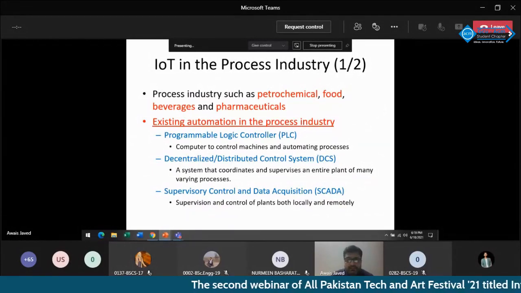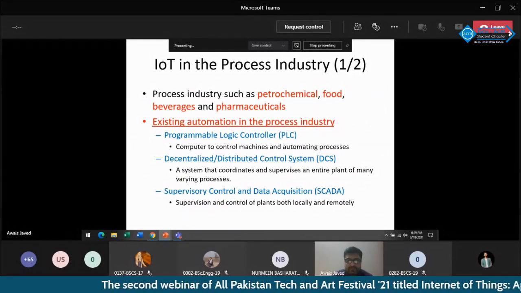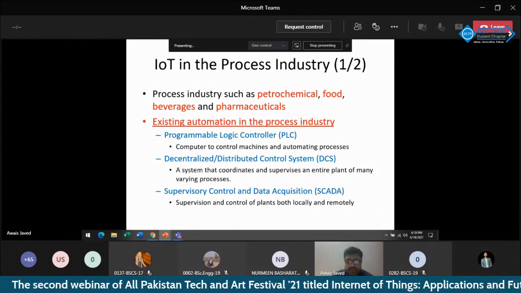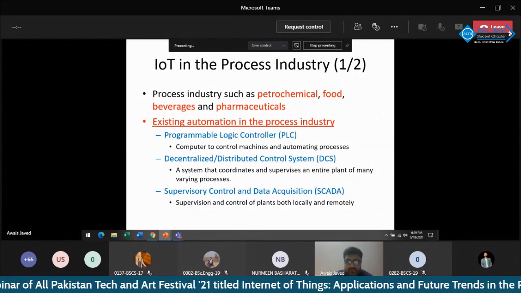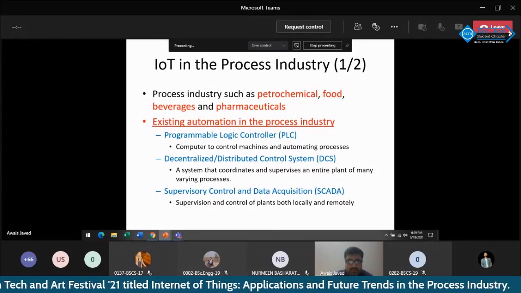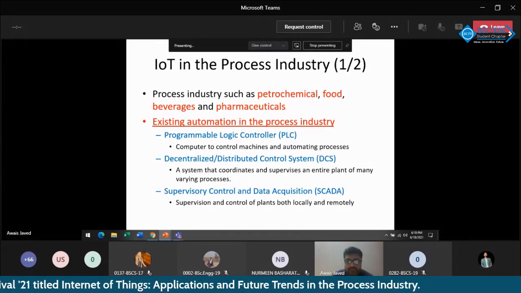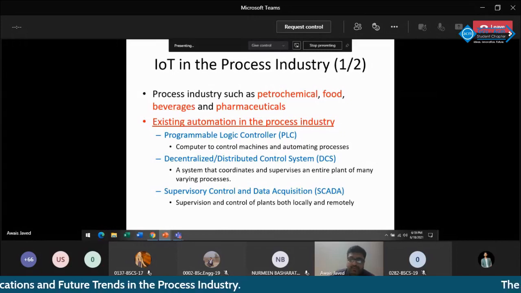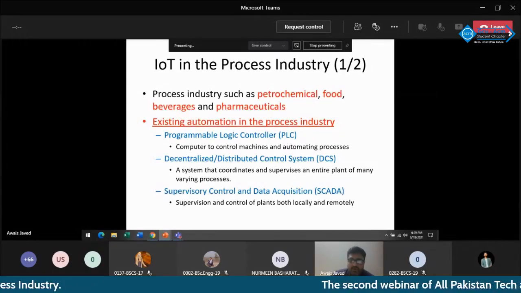So, how is IoT used in the process industry? This will be the next part of my talk. Process industry is basically industries such as petrochemical, food, beverages, and pharmaceuticals. These are all the process industries.